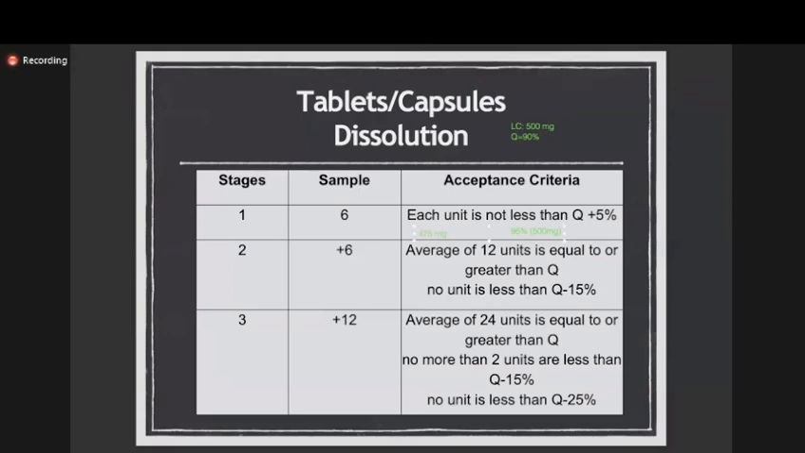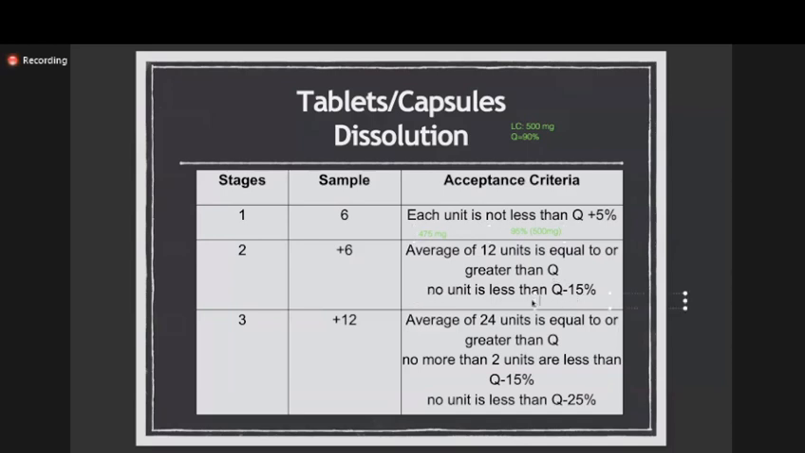If any goes below 475, you add 6 more. In stage 2, you add 6 more, so you now have 12 samples. The average of the 12 should be equal to or greater than Q. So the average concentration of all the tablets should not be less than Q, it should be equal or greater than Q. And then no unit is below Q minus 15%.